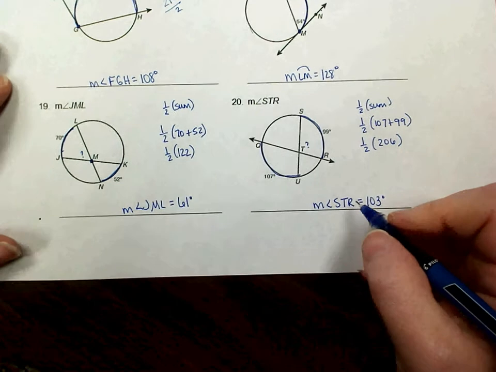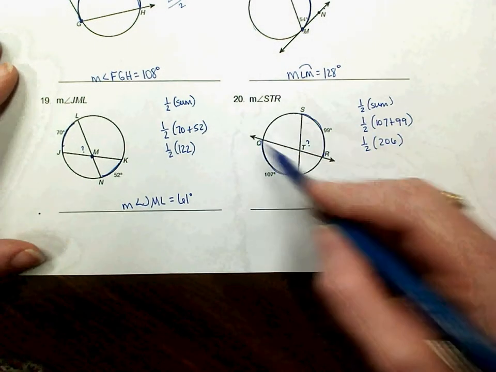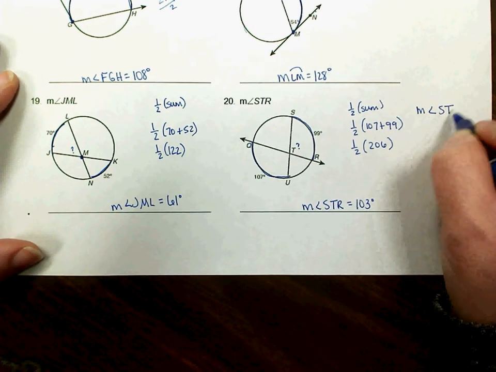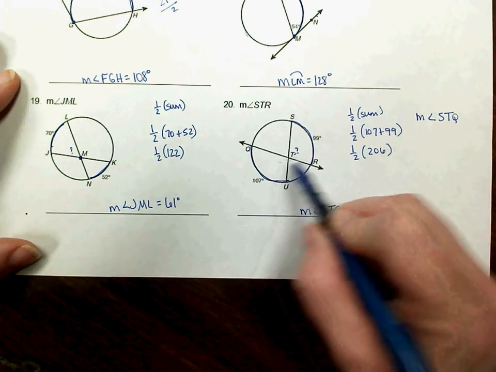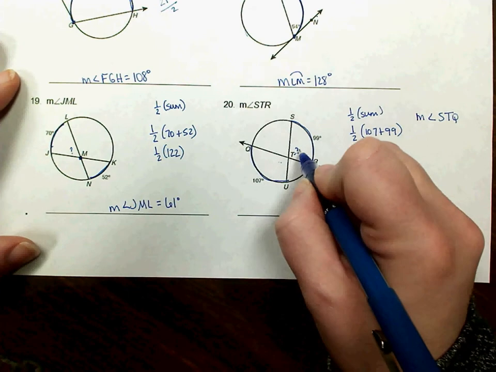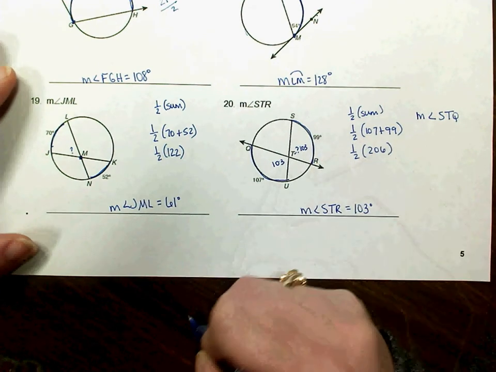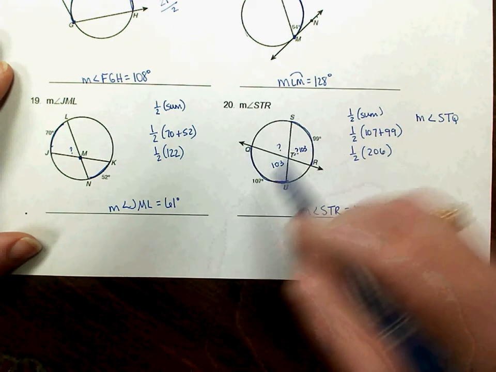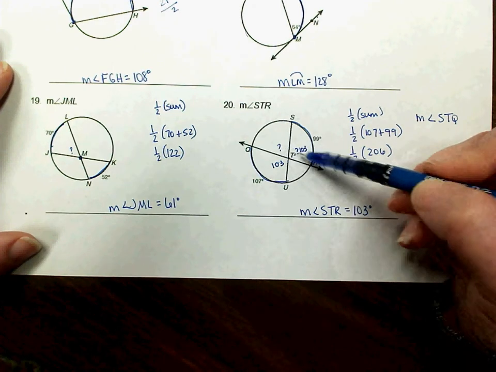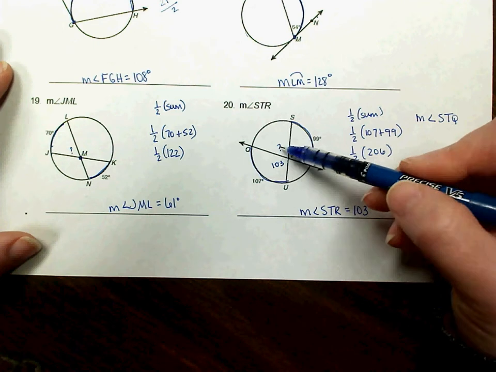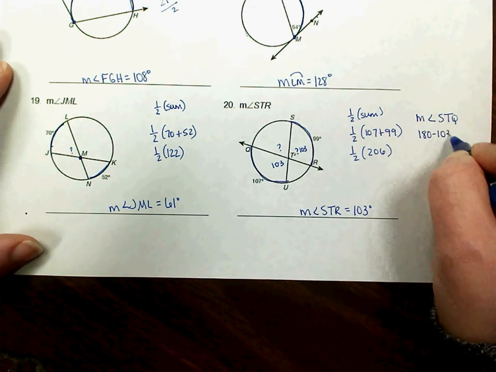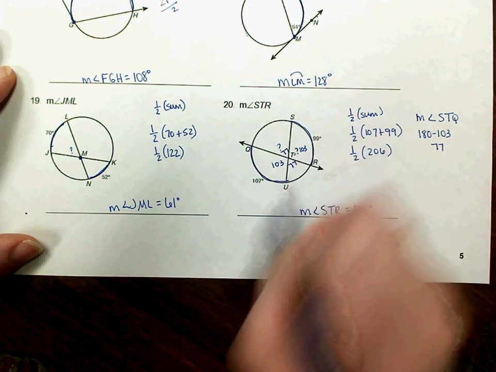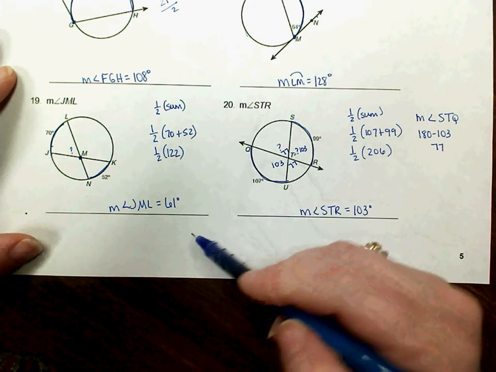One thing that you might be asked for is one of the other angles. For instance, on number 20, if it asked for the measure of angle STQ, you would still have to find one of these angles using this same process. So if this angle is 103, we know this angle over here is also 103. So if I wanted the measure of angle STQ this time, remember it makes a linear pair with both of these angles. So to find this angle, we would have to subtract 103 from 180 and get 77. So this angle is 77 degrees and this angle is 77 degrees. So be careful about which of the angles you're being asked to find.